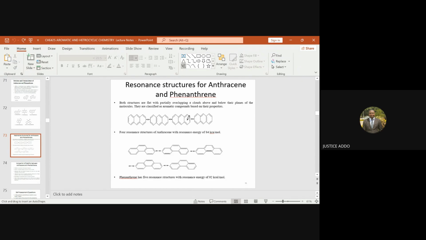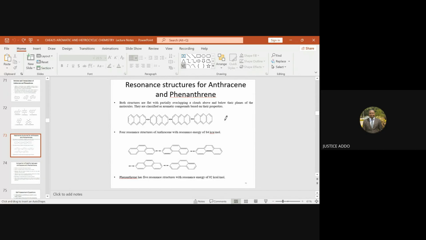Then when you continue, you get different arrangements of the double bond. If you look at the fourth one and the third one, you see there's a double bond here, but over here, there's no double bond here. So if in an exam I ask you to show the canonical structures of anthracene, first of all, you draw the three fused rings, then you position the double bonds and you'll be getting different arrangements.